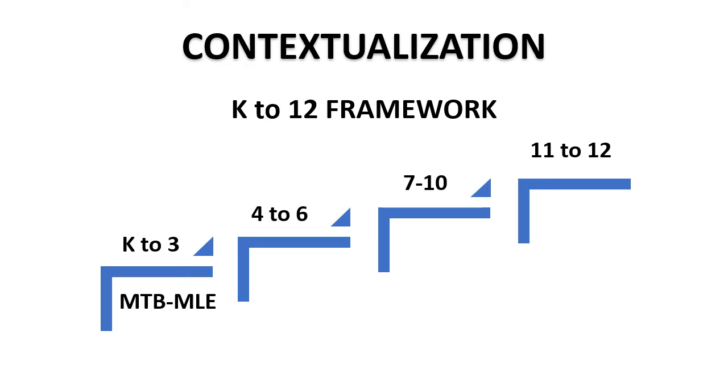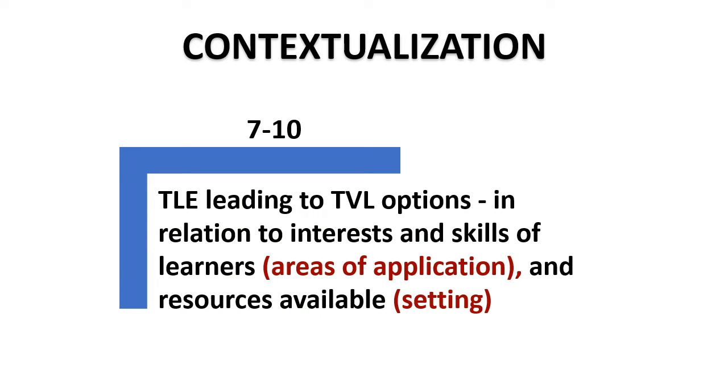For key stage 2, we have grades 4 to 6. Contextualization is also present in grades 7 to 10, that is key stage 3, the junior high school. So examples of the contextualized curriculum being implemented in these grade levels are the subject TLE, because this is exploratory for our TLE leading to TVL options. So our TLE for grades 7 to 10 are exploratory in nature, leading to TVL options. That is in relation to the interests and skills of learners.